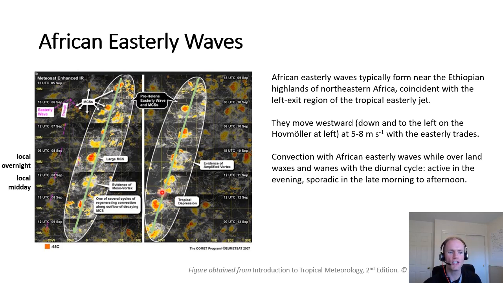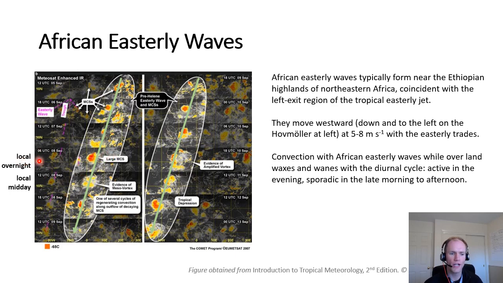We see that convection is maximized during the local overnight hours. Just like we see over land here in the United States during the day, thunderstorms form in the late evening and then organize into a larger mesoscale convective system during the overnight hours that then dissipates as you move into morning and early afternoon when the atmosphere is at its coolest near to the surface and is beginning to warm up to set the stage for the next day's convection. The same thing holds true over Africa.